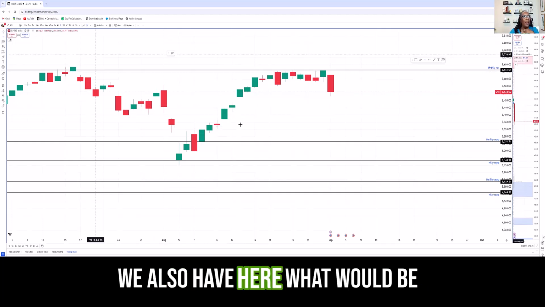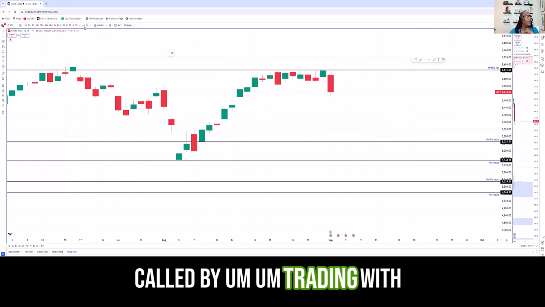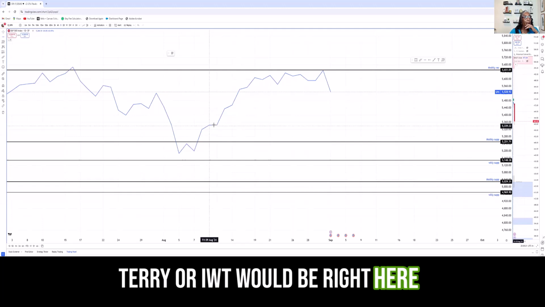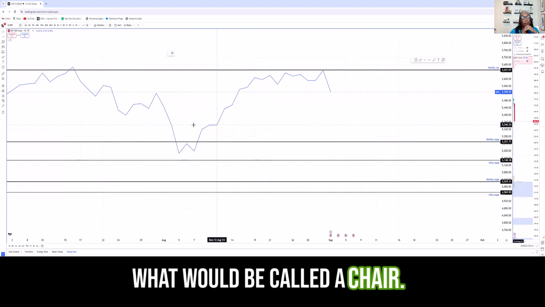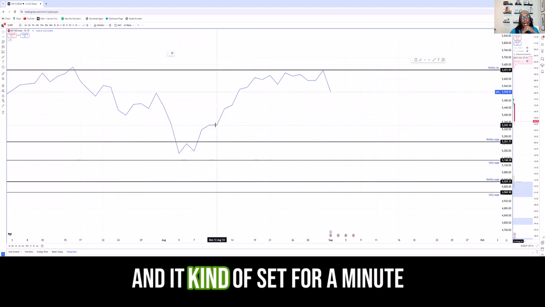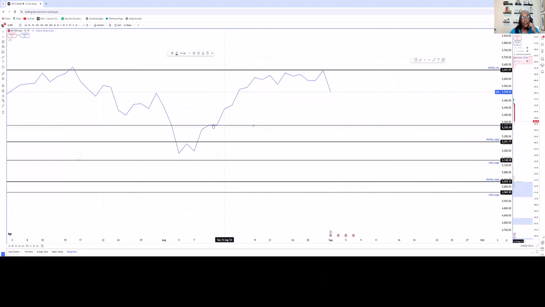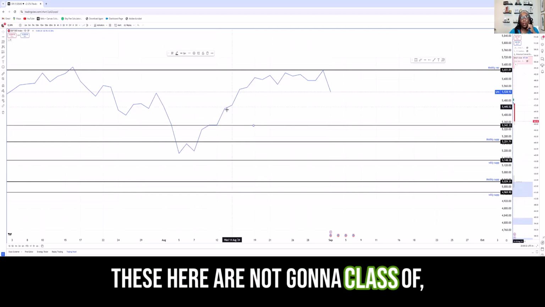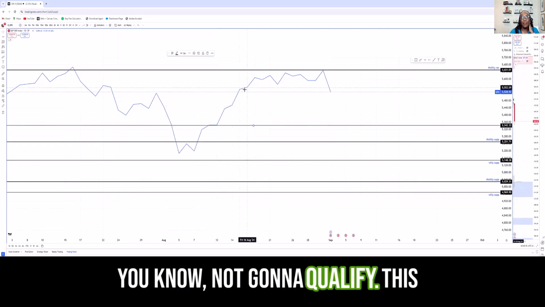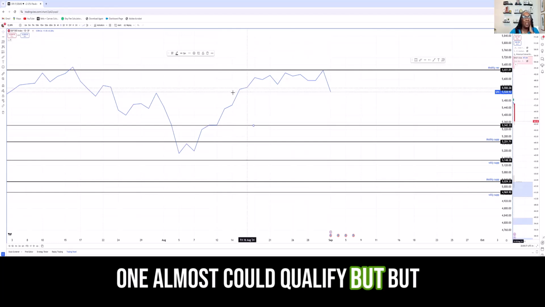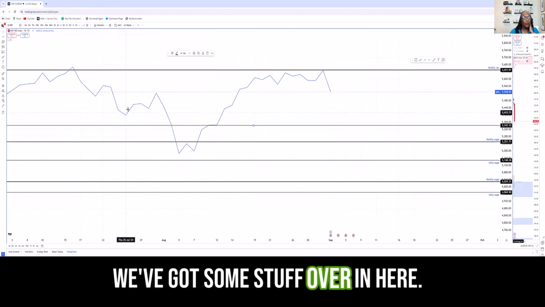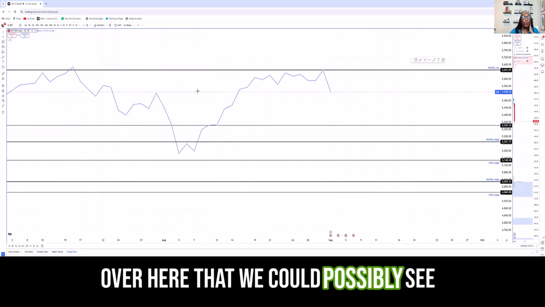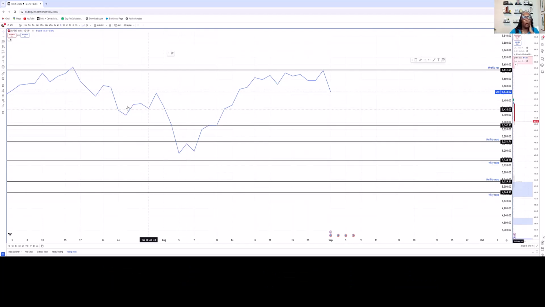We also have here what would be called by Trading with Terry, or IWT, a chair. There's a place where price went and it kind of sat for a minute. That's going to also be a support area. These here are not going to qualify. This one almost could qualify, but we've got some stuff over in here. These lines also have us some stuff over here that we could possibly see is going to be support over in here.